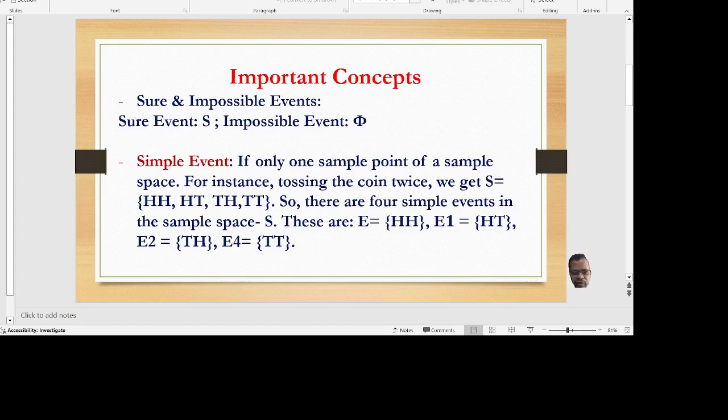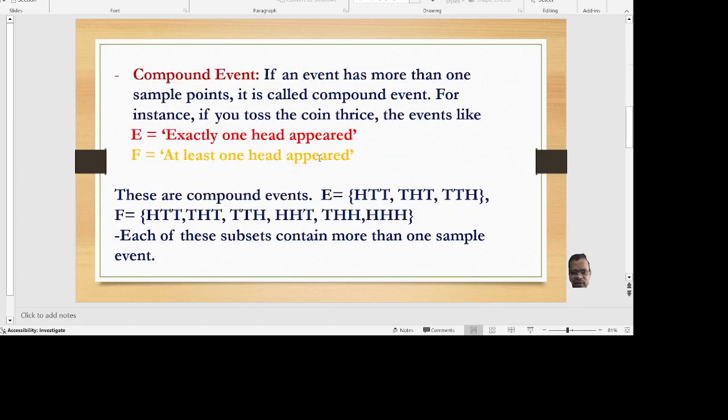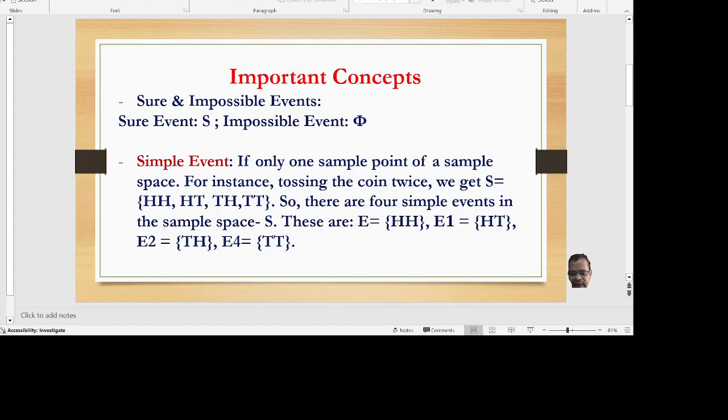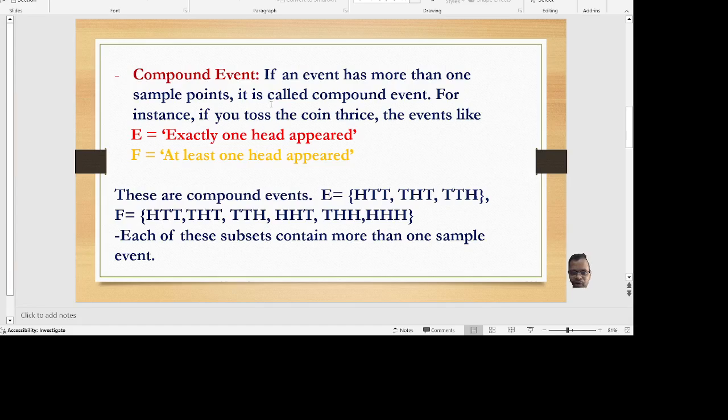Then what are compound events? Let's understand this. A compound event is when there is more than one sample point. Here the sample point is actually 1. You see that HH is 1 sample point, HT 1 sample point, TH 1 sample point. So these are simple events. But in a compound event, the sample points are more than 1. Then you call it a compound event.